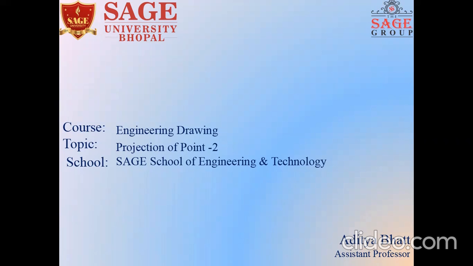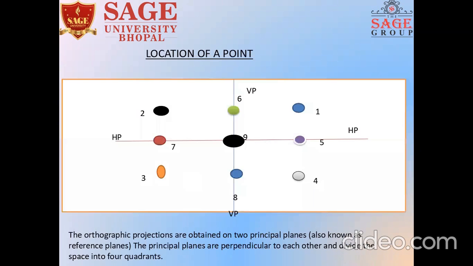Our topic today is projection of point 2. In the previous slide, we learned the location of a point in all coordinates. We have a total of 9 positions. These are the positions, the locations, of all points.